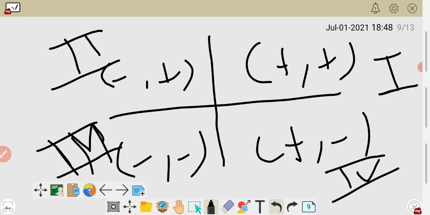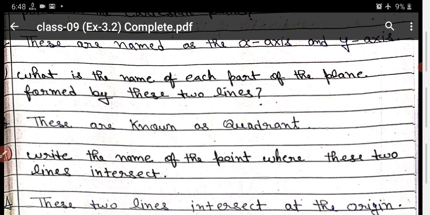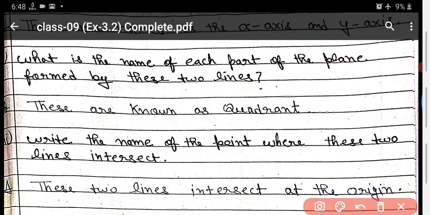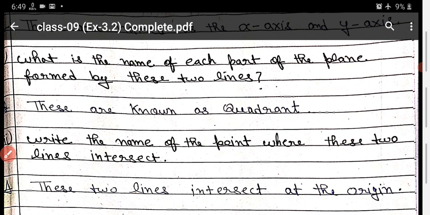Okay, so come to the question. The question is: what is the name of each part of the plane formed by these two lines? If you draw these two lines, the horizontal line and the vertical line, what is the name of each part? So this first part is known as the first quadrant. This is the second quadrant, this is the third quadrant, and this is the fourth quadrant. Together they are called the quadrants. So you have to write there: these are known as quadrants.